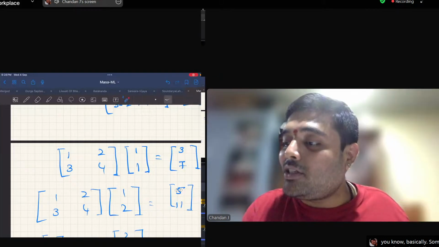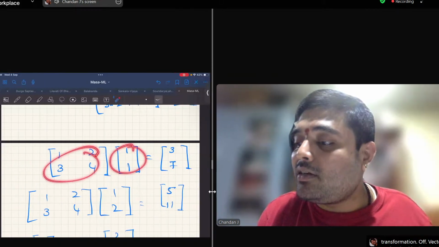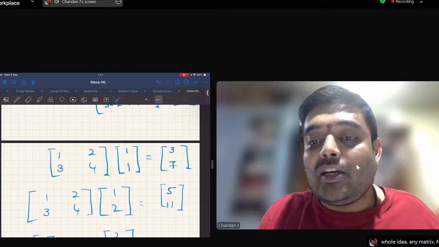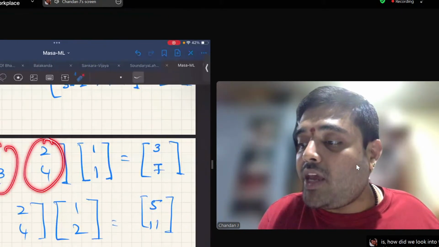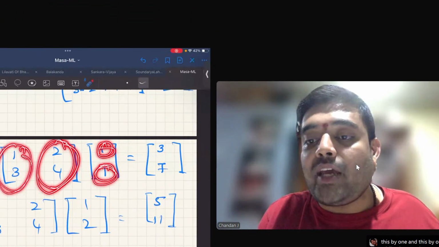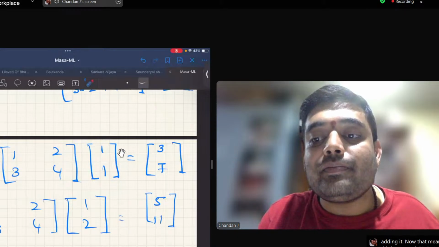Any matrix, how did we look into it? This, then this. Now you are multiplying this by 1 and this by 1 and adding it. That means if this is u and this is v and this is x, y, then u into x plus v into y, you add it and then you'll get it.